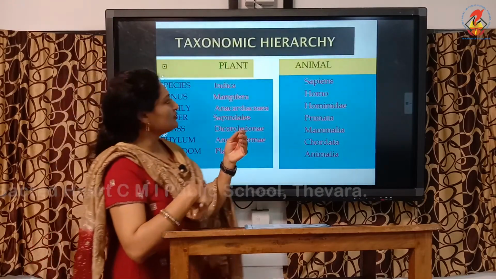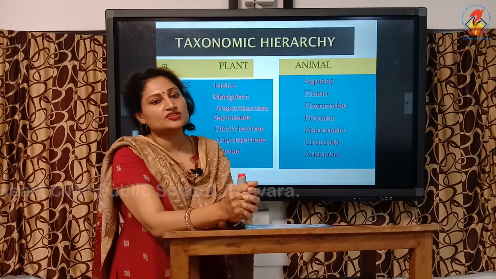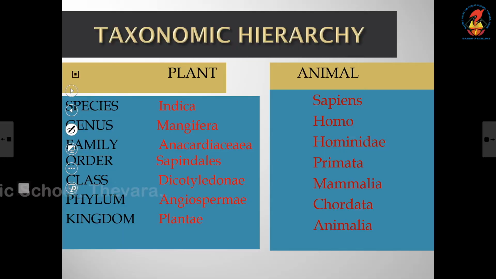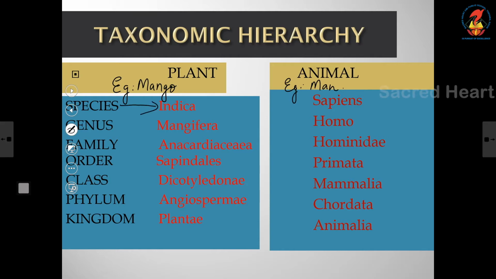Now I have to give you one example indicating taxonomic hierarchy from botany and from zoology. From botany, I am taking the case of Mangifera indica, mango. Example, mango. And in zoology, I am taking the example of man. Okay. Now you look, species. The species of mango is indica. The genus it belongs to is Mangifera.